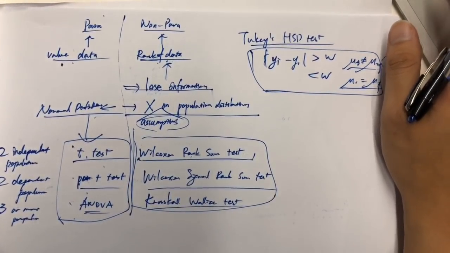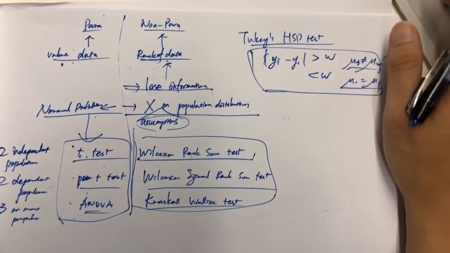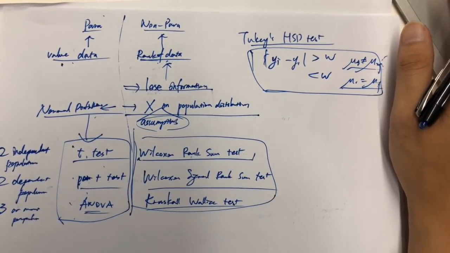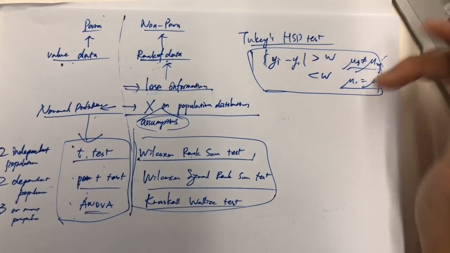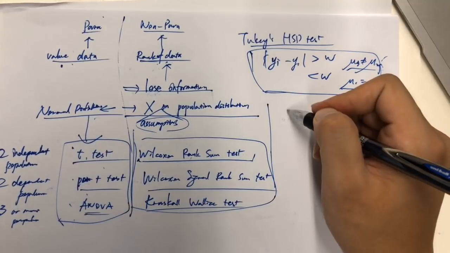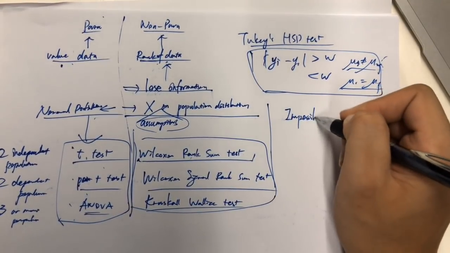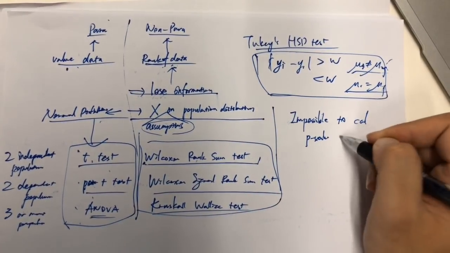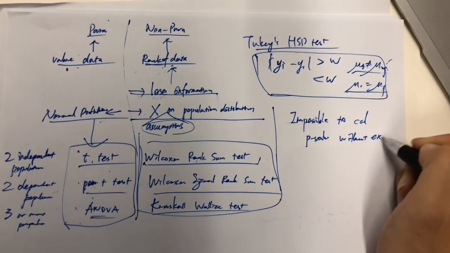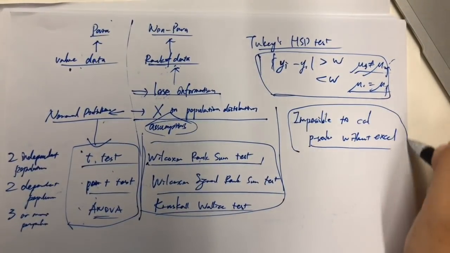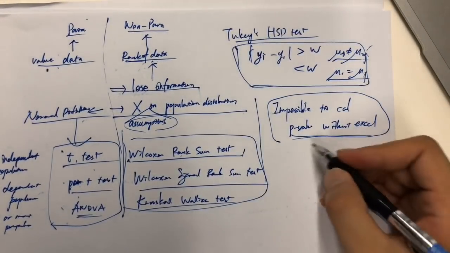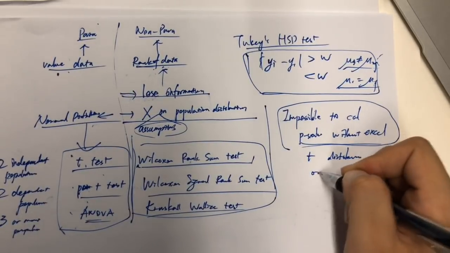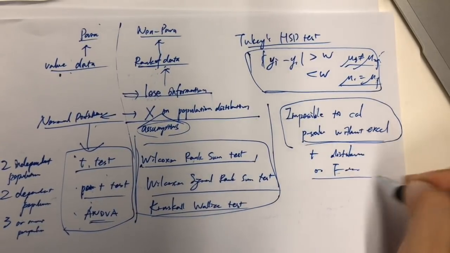Don't worry. So how do you calculate the p-value for a two-tailed test manually? You mean not using Excel, right? It's impossible to calculate the p-value without Excel for the t-distribution or the F-distribution.